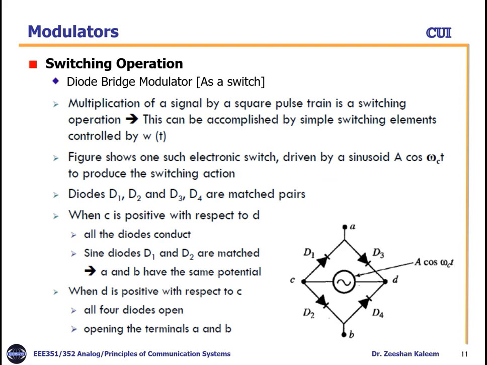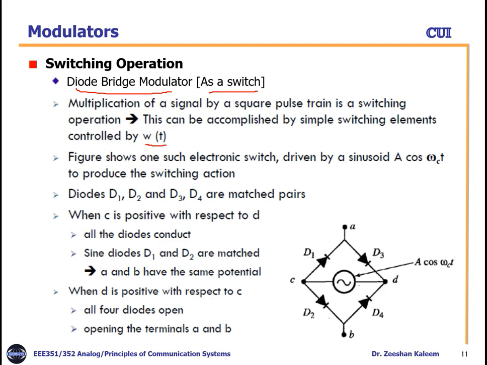In the last slides we have seen that w(t) is a square wave train. So how do we generate this square wave? We need a switching operation. For switching, we will use a diode bridge modulator as a switch. So the diode bridge modulator will act as a switch here.